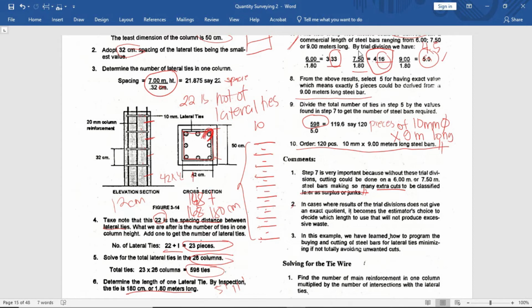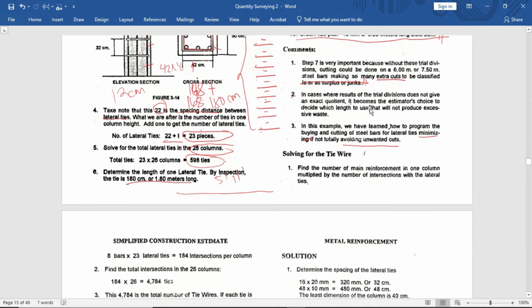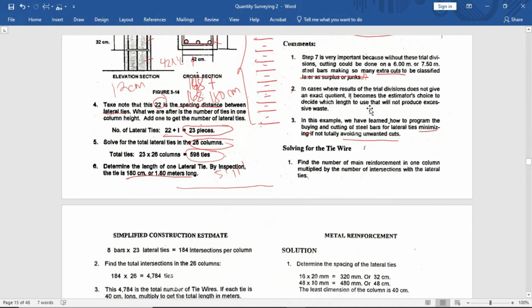So, in this example, we have learned how to program the buying and cutting of steel bars for lateral ties to minimizing if not totally avoiding unwanted cuts. So, if we avoided nga na unwanted cuts, pero pagdating nga sa kung hindi whole number, minimize lang tayo. So, nakuha na nga natin yung sa lateral ties, kung ilang metrong bakal yung gagamitin natin.